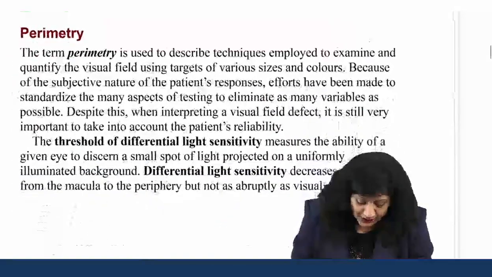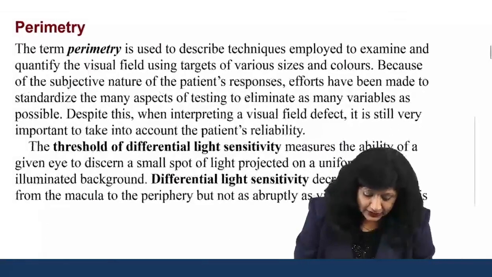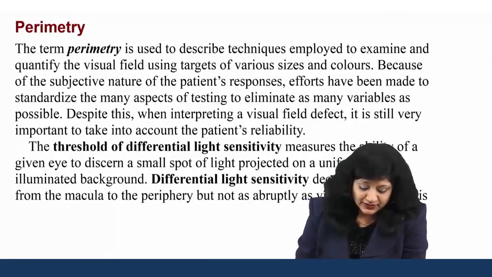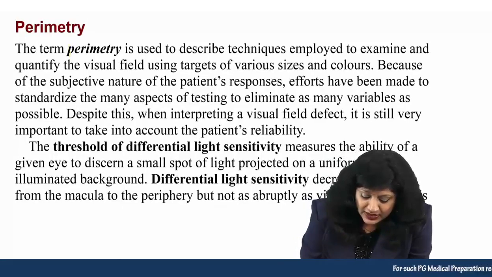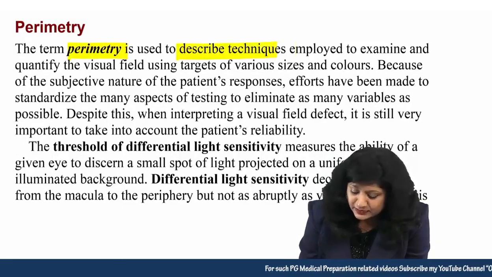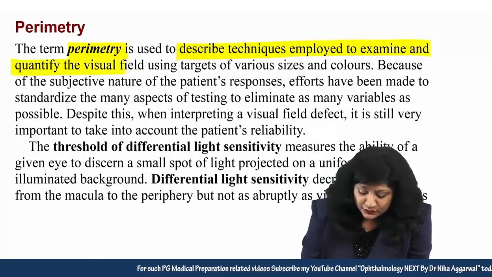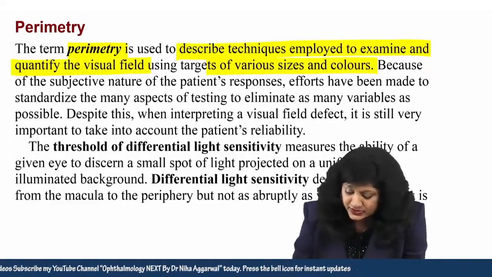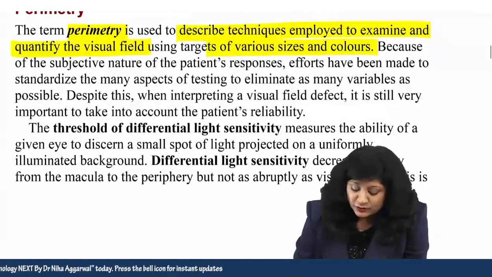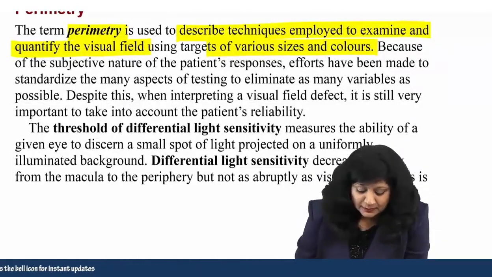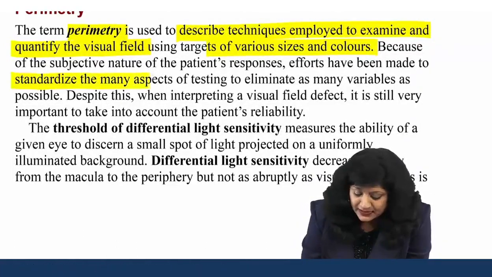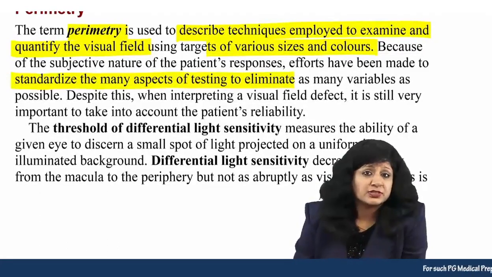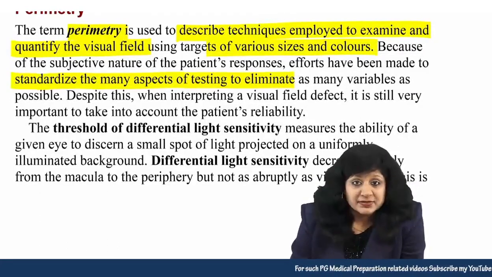All right. Now we come to the definite perimetry, where we are testing and mapping out the visual field defects. The term perimetry is actually used to describe the techniques employed to examine and quantify the visual field using targets of various sizes and colors. Because of the subjective nature of the patient's responses, efforts have been made to standardize the many aspects of testing so that we can keep as few variables as possible and the results can be standardized.